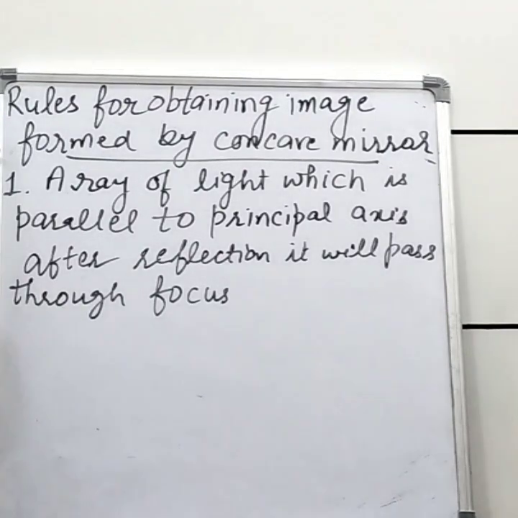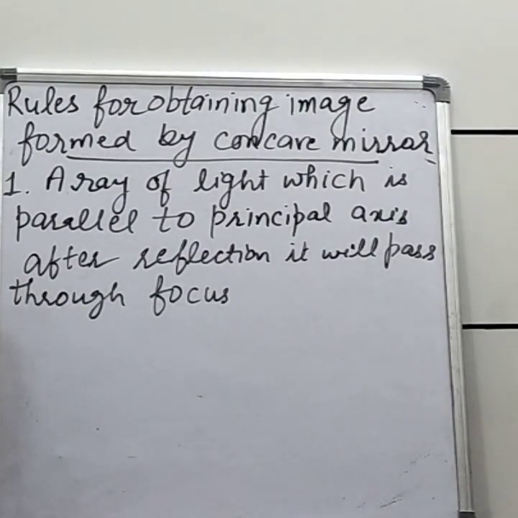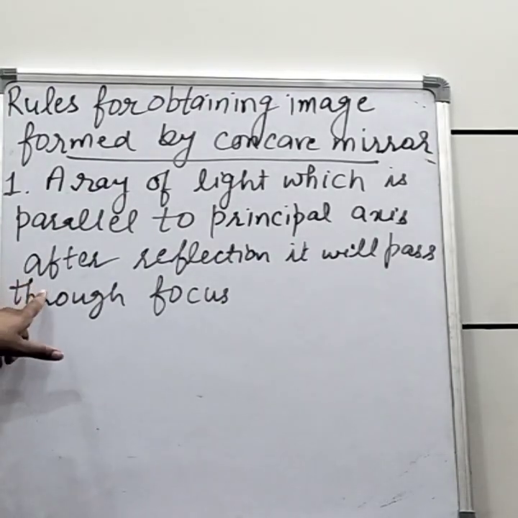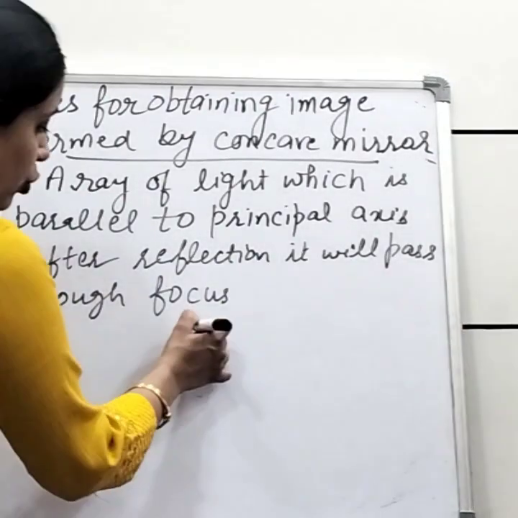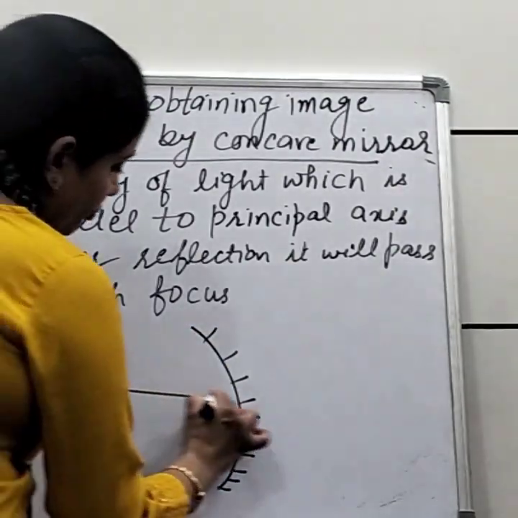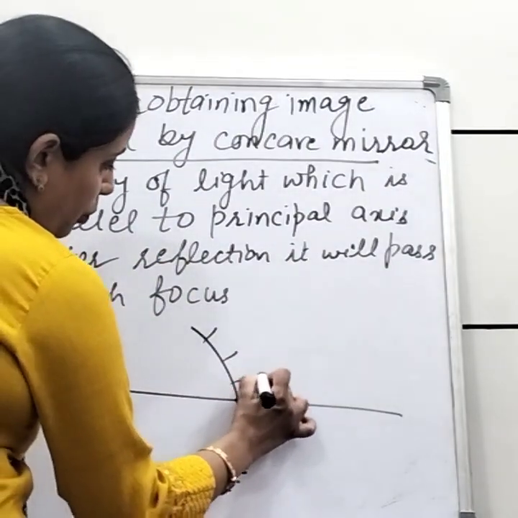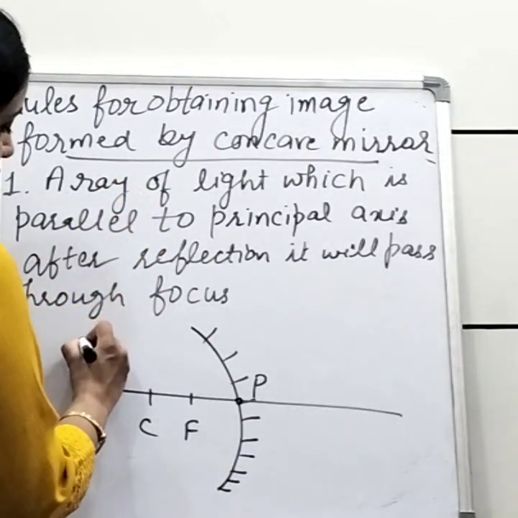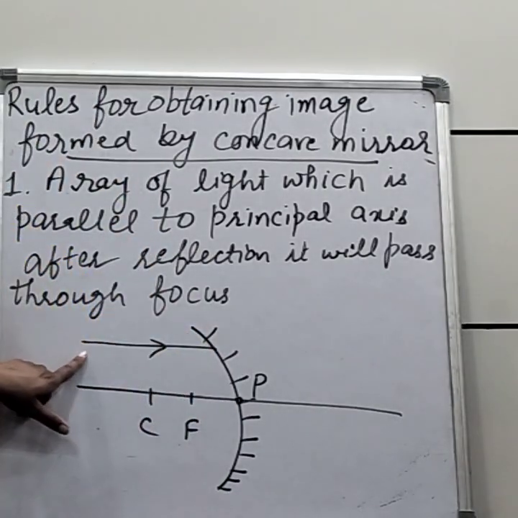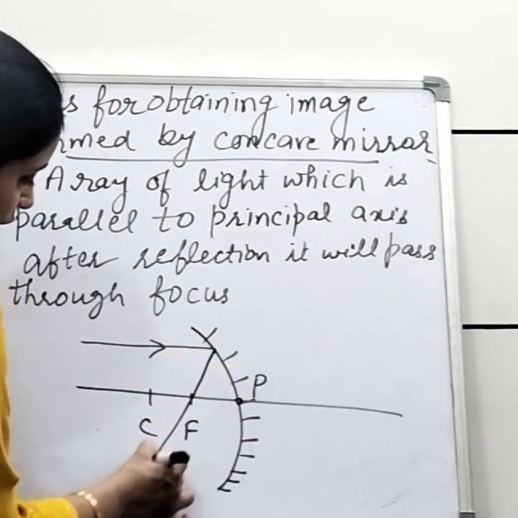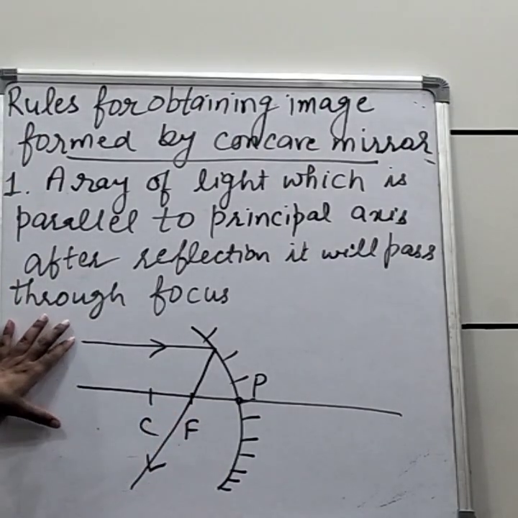Now the next topic is rules for obtaining the image formed by the concave mirror. There are 4 rules. The first rule is: a ray of light which is parallel to the principal axis, after reflection will pass through the focus point. For example, this is a concave mirror, principal axis, pole, center of curvature, focus point. This is a ray of light which is parallel to the principal axis. After reflection, it will pass through the focus point. That is the first rule.